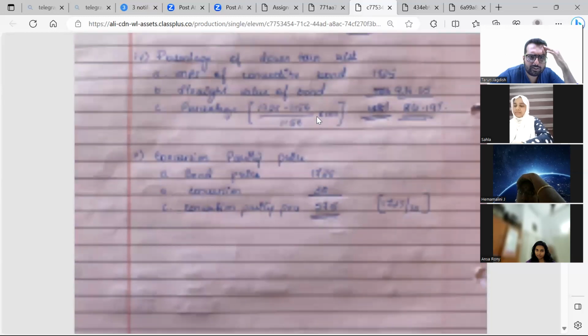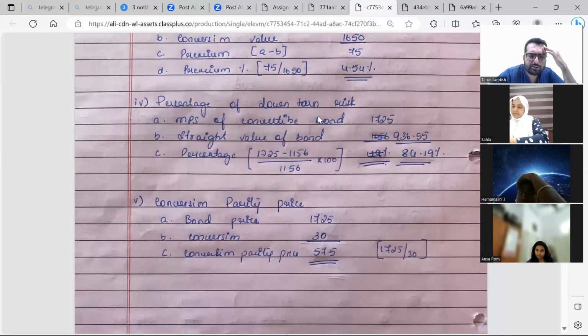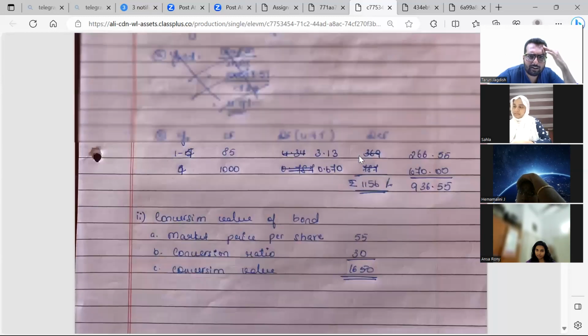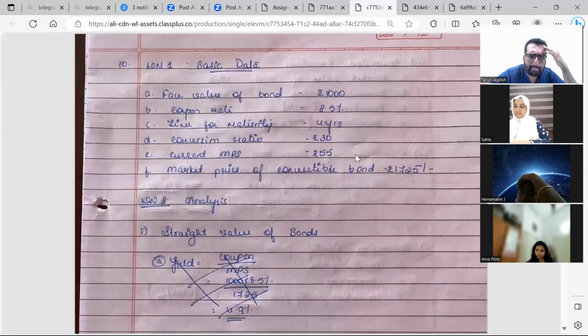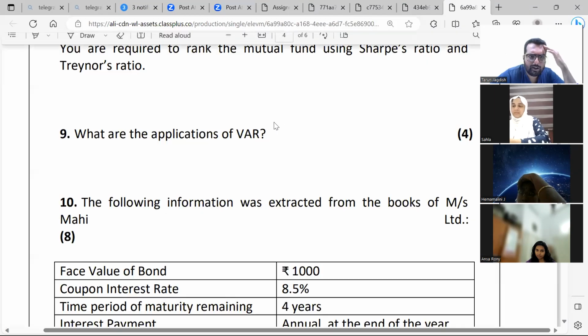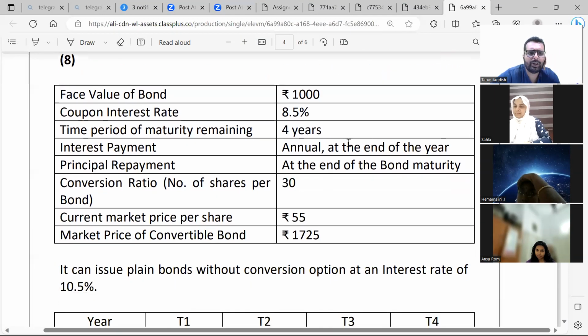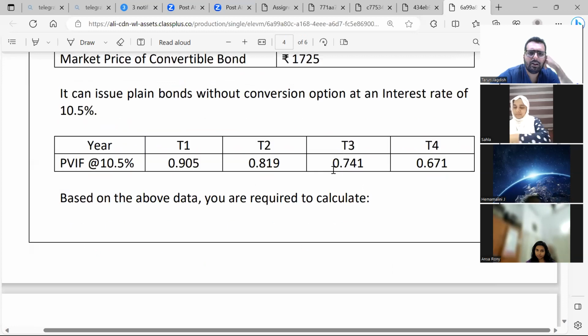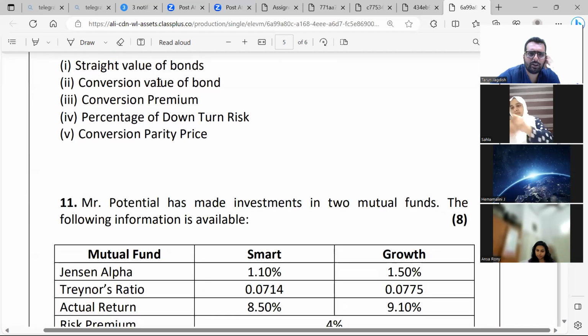Zero coupon bond is the next question. Conversion premium. This one is already done, right? No? Oh, this is the next question, number 10, is it? Okay, all right. So question number 10 is a question on duration. You're required to calculate the straight value of the bond. Again, the same concept that we did earlier, right?